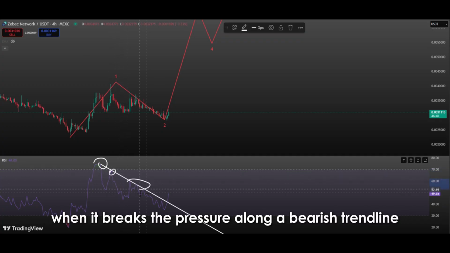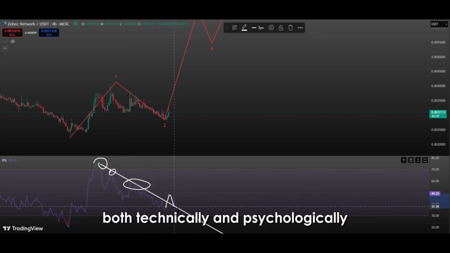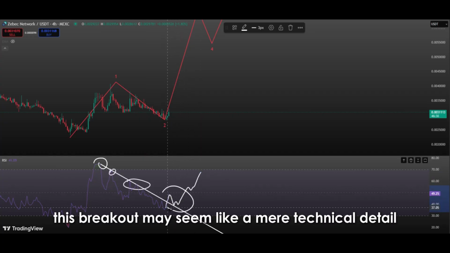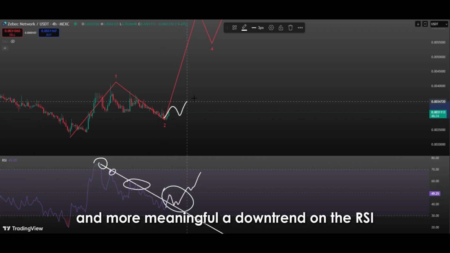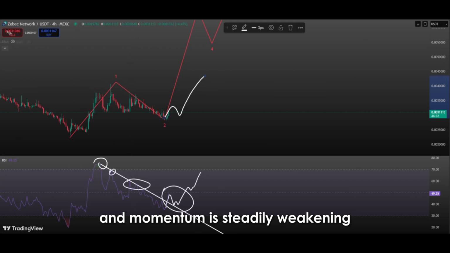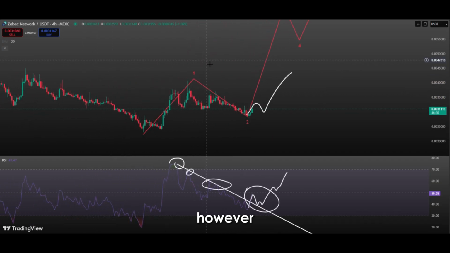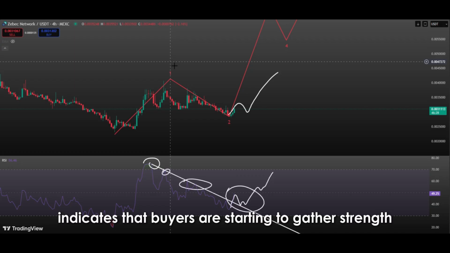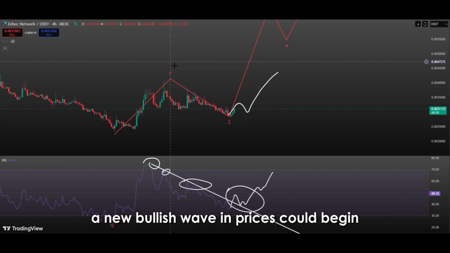Especially when it breaks the pressure along a bearish trend line, it can be a harbinger of an important transformation, both technically and psychologically. While on the surface, this breakout may seem like a mere technical detail, the underlying dynamics are much deeper and more meaningful. A downtrend on the RSI usually indicates that the market is weak and momentum is steadily weakening. In this case, prices will often follow a downward trend. However, an upward break of the fallen trend line on the RSI indicates that buyers are starting to gather strength, selling pressure is weakening, and potentially a new bullish wave in prices could begin.